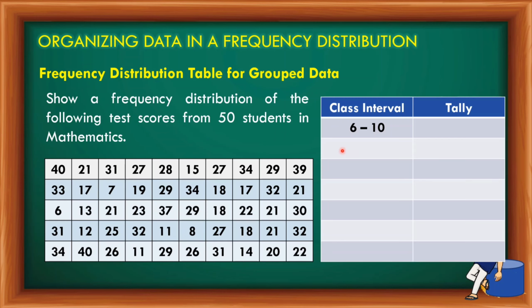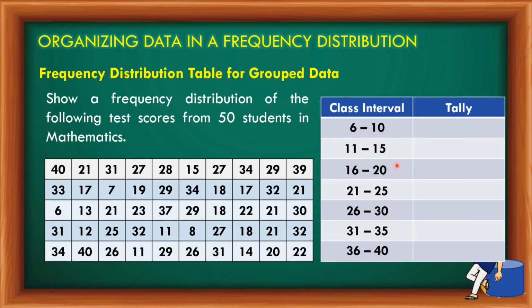Kasi 6 ang pinaka-lowest test score ng mga estudyante sa mathematics. Kaya ang unang class interval ay 6 to 10 kasi 5 yung gagamitin nating class interval. So 6, 7, 8, 9, 10. So that's 5. So ibig sabihin by 5 tayo: 11 to 15, then 16 to 20, 21 to 25, 26 to 30, 31 to 35, 36 to 40.